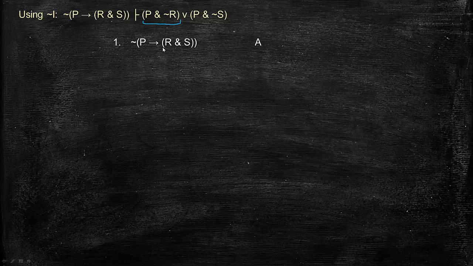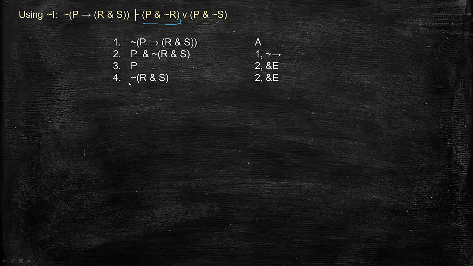But you've got a negated conditional, right? And we just learned the rule of negated conditional. So what if we just go ahead and apply it? So we get P, and it's not the case that R and S, by 1 and negated conditional. And the nice thing about that is that we now have a conjunction, which we can just break apart. So we have P, and it's not the case that R and S.